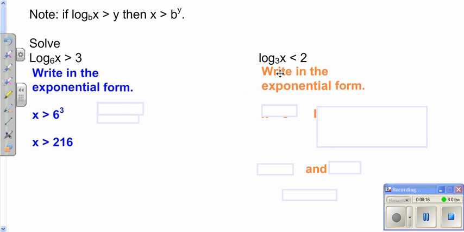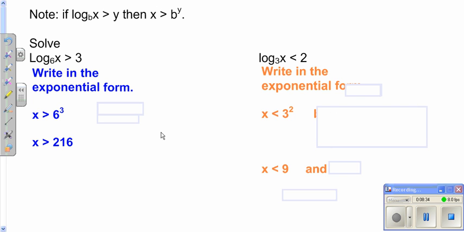Over here, we need to write it in exponential form. We're going to take our 3 and hit it up. Notice our x right here, what's after the base, has a small part pointing towards it. So we need to write our answer that way. So we get x has to be less than or equal to, or I mean not equal to, just less than 9.